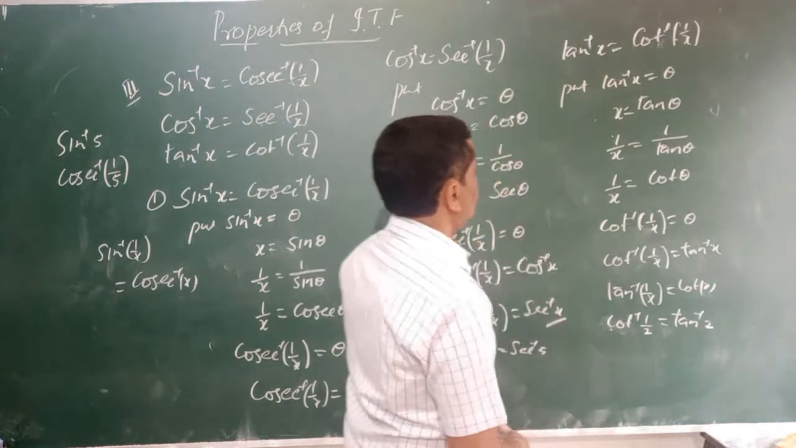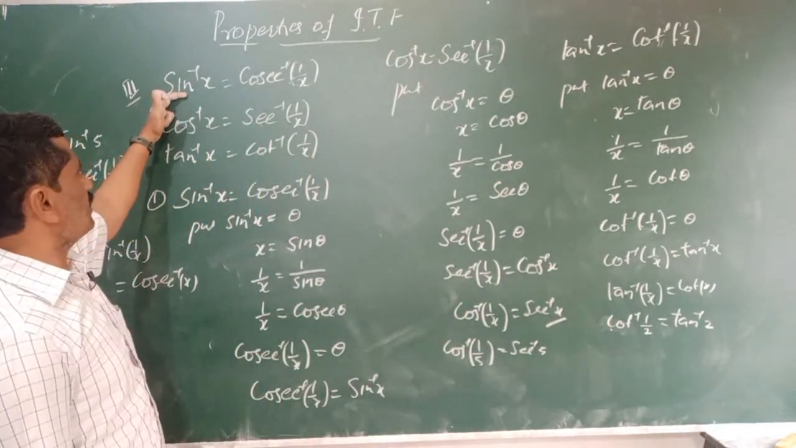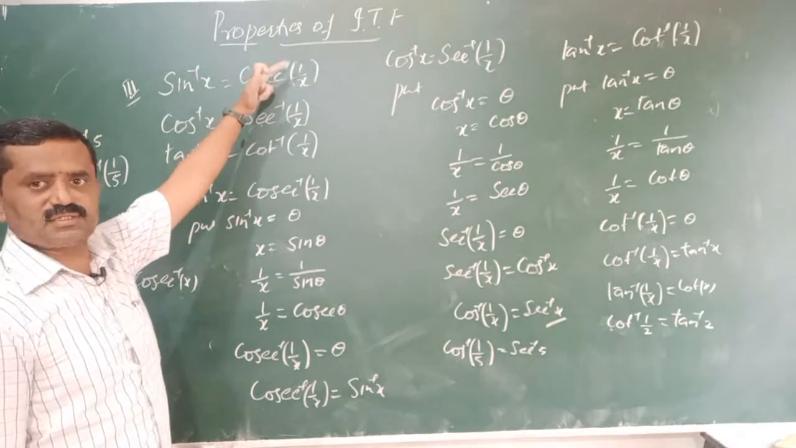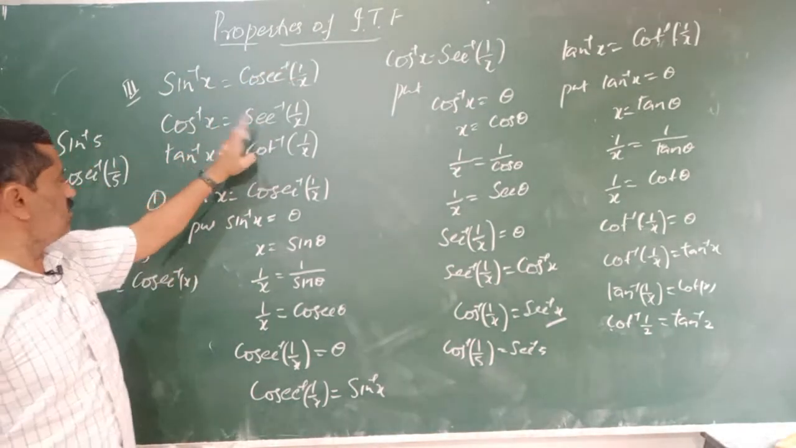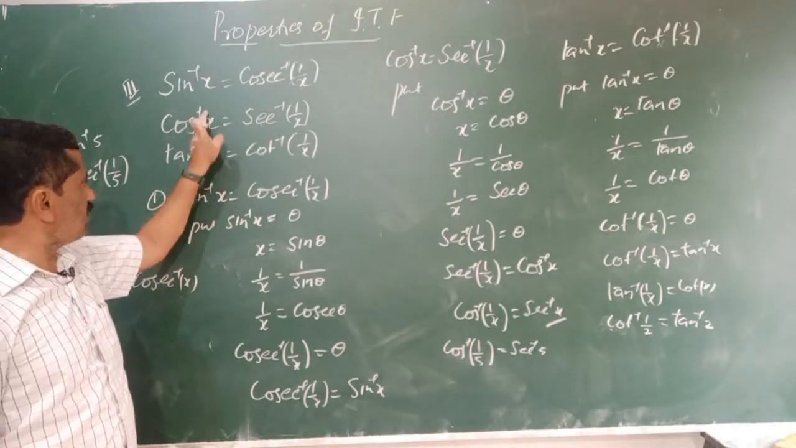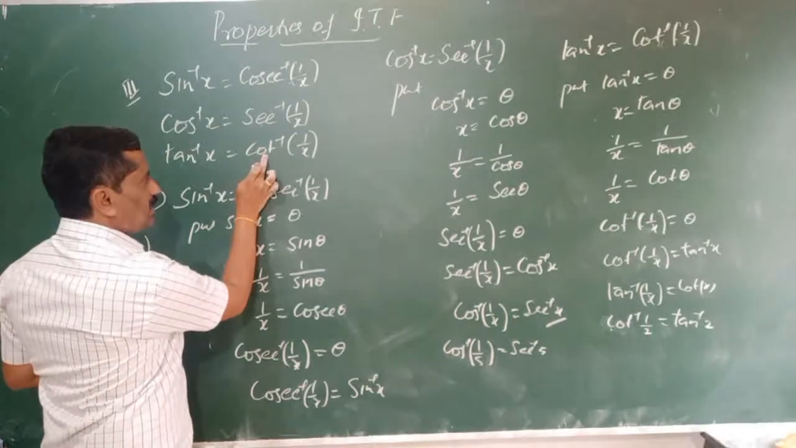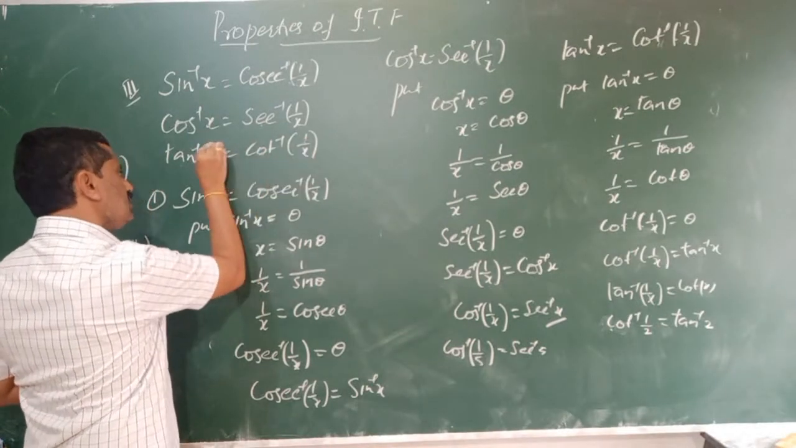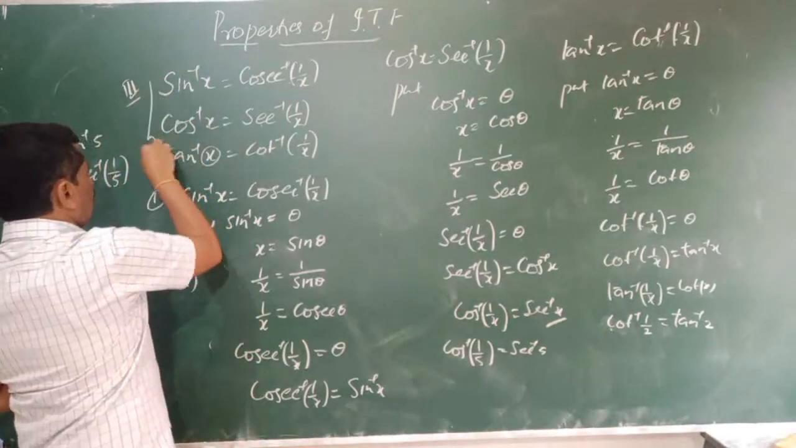Okay, so we have three properties. Sin inverse of x is equal to cosecant inverse of 1 by x, cos inverse of x is equal to secant inverse of 1 by x. Similarly tan inverse of x is equal to cot inverse of 1 divided by x. So you should remember these properties as well.